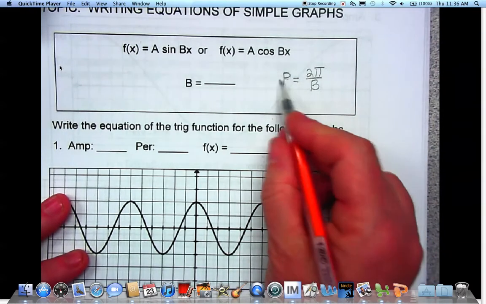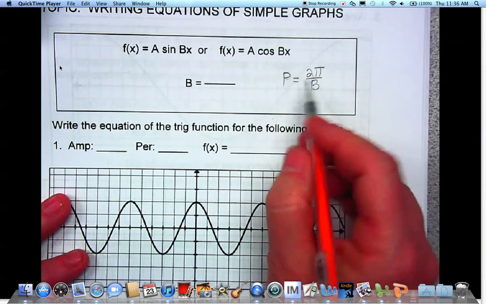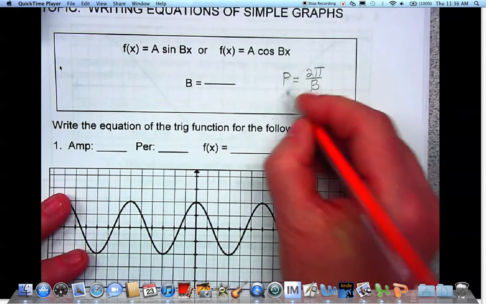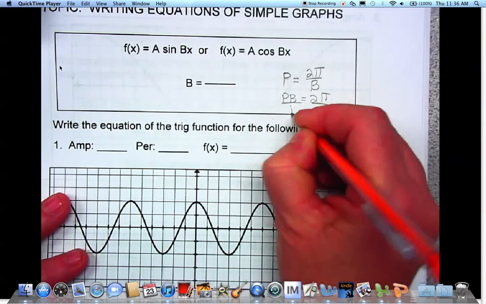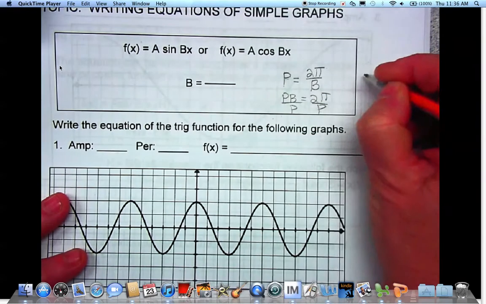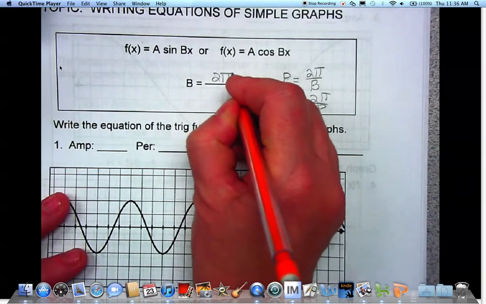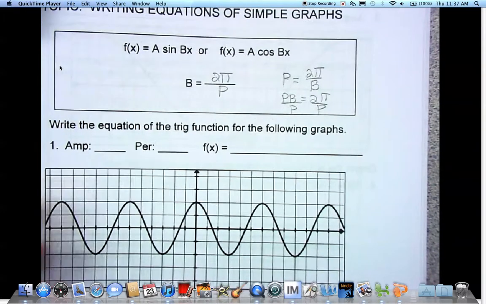Yes. And you're just going to switch these, aren't you? Or if you need to, you can multiply p times b, and that equals 2 pi, and then divide by p. So b equals 2 pi over p. Just the same as the other way.